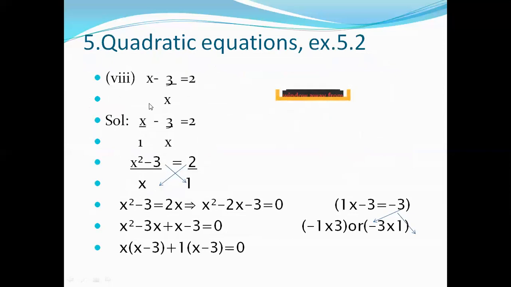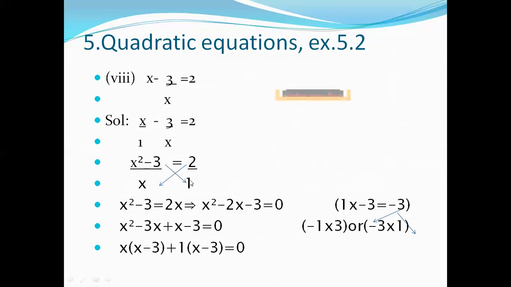Now, another example: x minus 3 by x is equal to 2. You have to find the roots of this equation. Let us make the given equation into the form of a quadratic equation. So take the LCM. By 1 you write x by 1, and take the LCM. For 1 and x, the LCM is what? x only. Now cross multiply: x into x is x square, and 1 into 3, 3 by x is equal to 2. 2 can be written as 2 by 1.